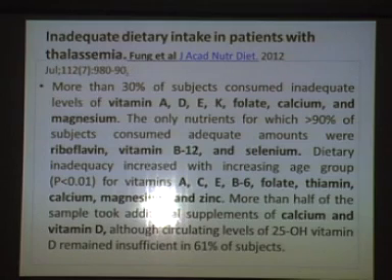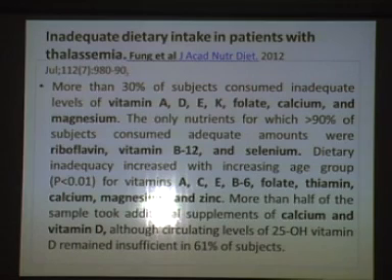And a newer study in 2012 wanted to detect if there is a diminution in dietary intake, or a diminution in the liver. So they studied the amount consumed by the thalassemia patients. They found that 30% of thalassemics consume smaller amounts of vitamin A, D, E, and K, folate, calcium, and magnesium, and that 90% have an adequate amount of riboflavin, vitamin B12, and selenium. This is an American study done in Auckland.